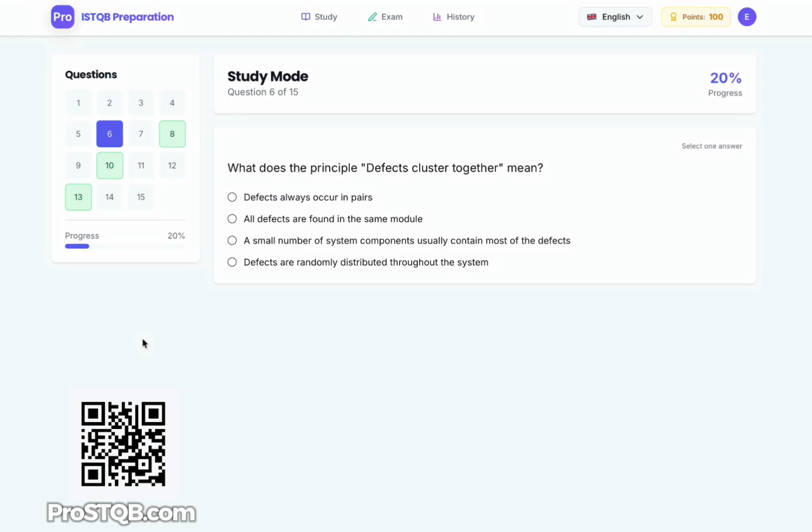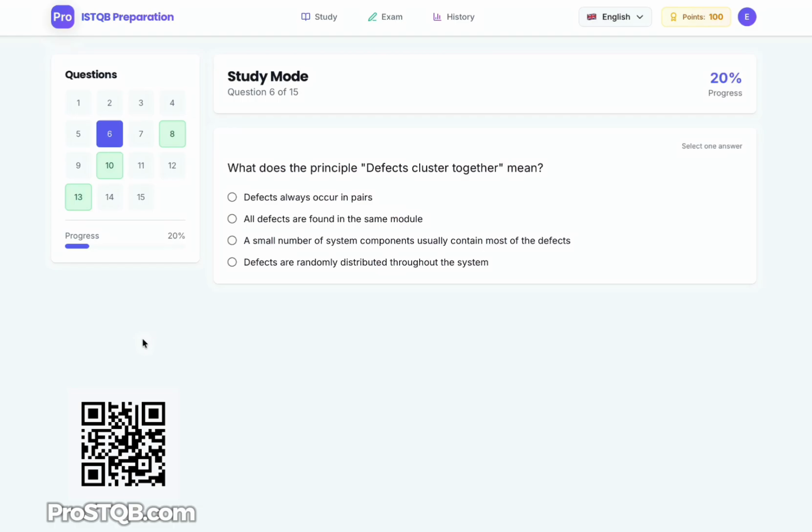Now let's review the options. Option A says defects occur in pairs. That's simply made up. Option B says all defects are in one module. Whenever you see words like all, always, or never, slow down. Absolute words often appear in wrong ISTQB options. Option D says defects are randomly distributed. If that were true, there would be no clustering. That leaves option C. A small number of components usually contain most of the defects.